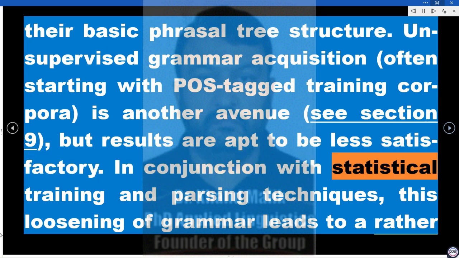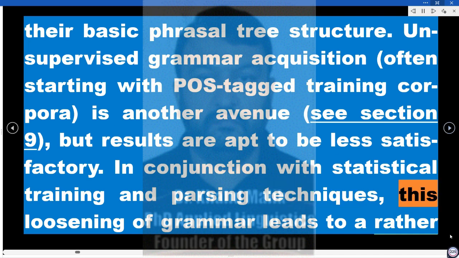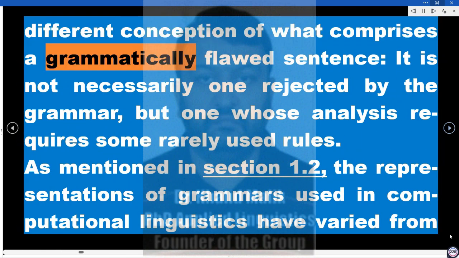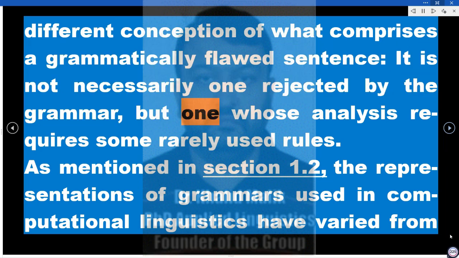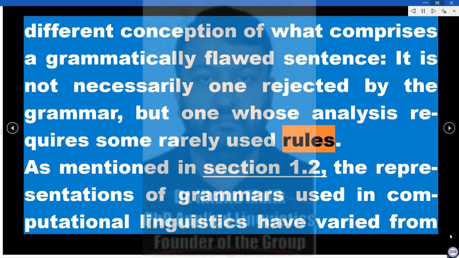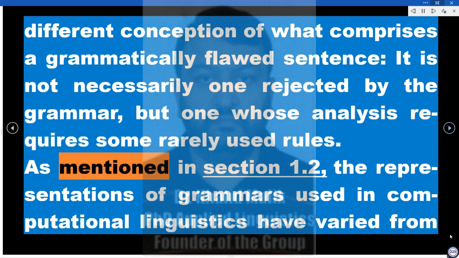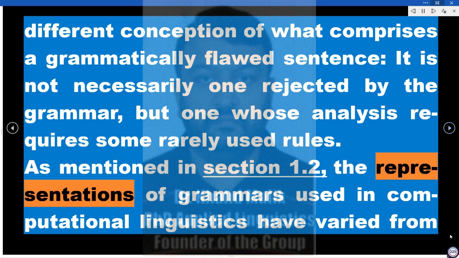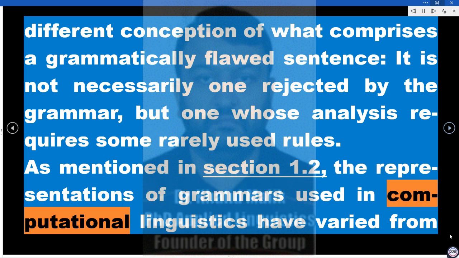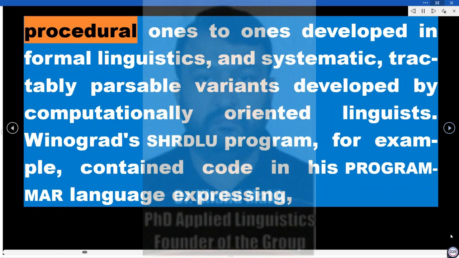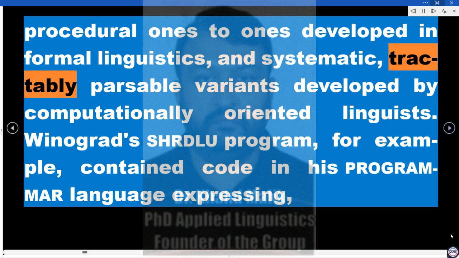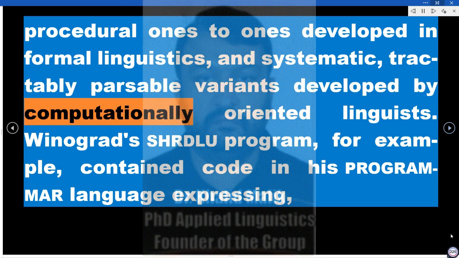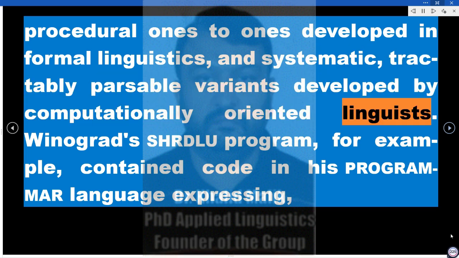In conjunction with statistical training and parsing techniques, this loosening of grammar leads to a rather different conception of what comprises a grammatically flawed sentence. It is not necessarily one rejected by the grammar, but one whose analysis requires some rarely used rules. As mentioned in section 1.2, the representations of grammars used in computational linguistics have varied from procedural ones to ones developed in formal linguistics, and systematic, tractably parsable variants developed by computationally oriented linguists.